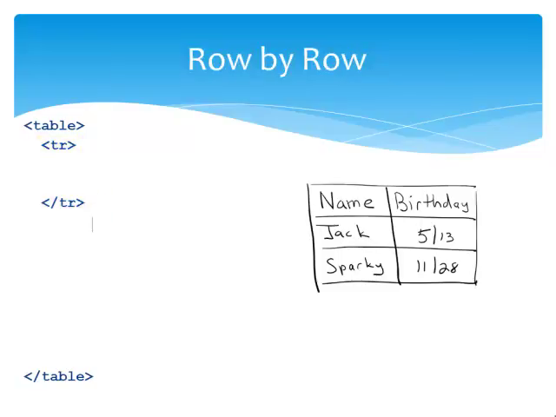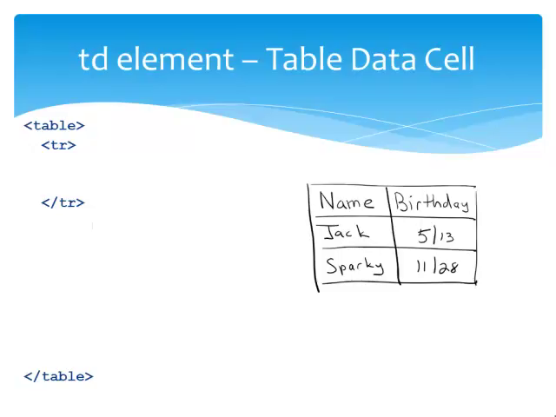When you code a table, you code it row by row. As you code the rows, you code each cell in the row. The TD element contains a data cell in a table. Let's code the first TD element that contains the word name. Code opening and closing TD tags surrounding the text.